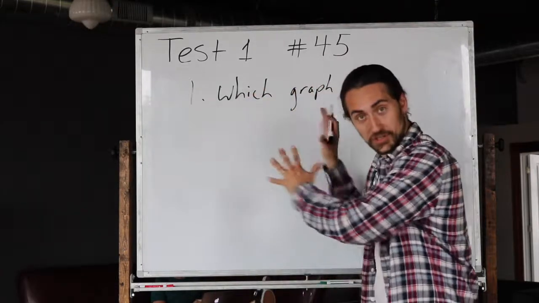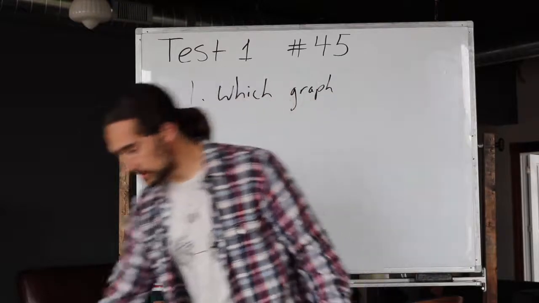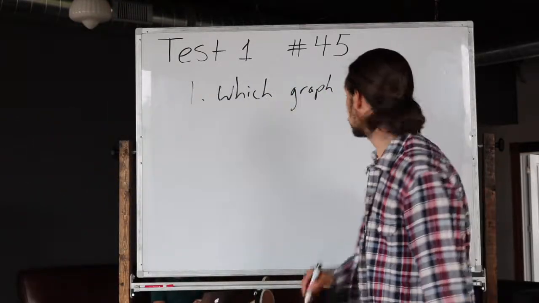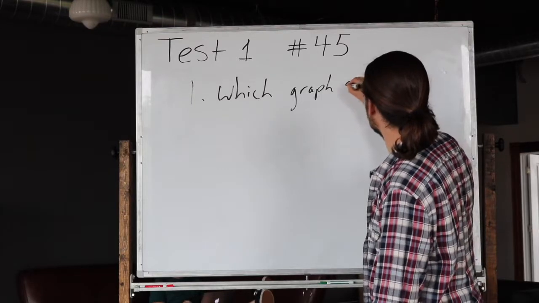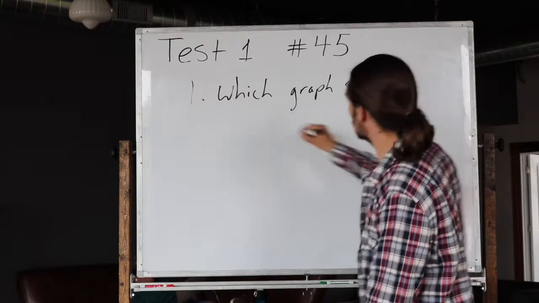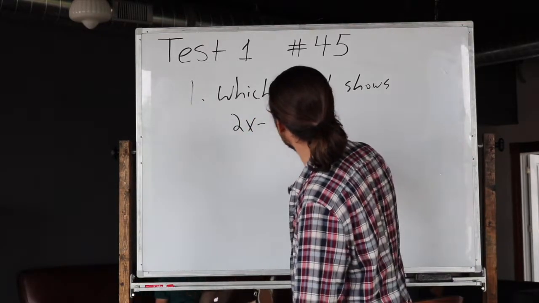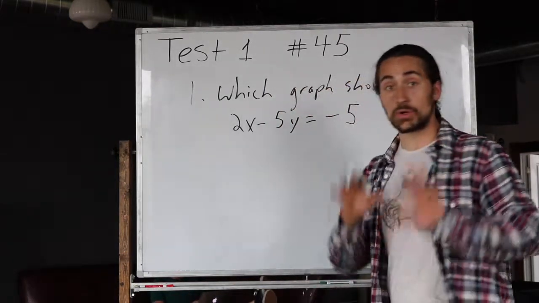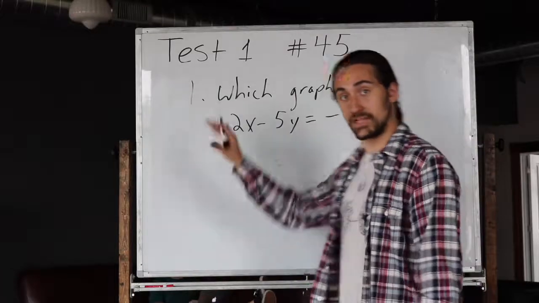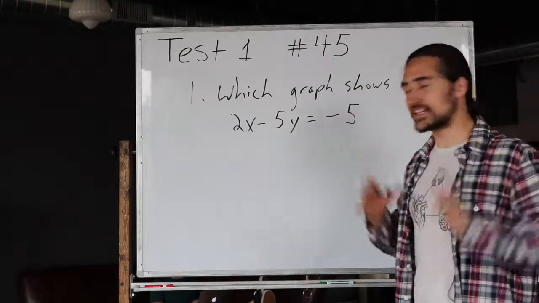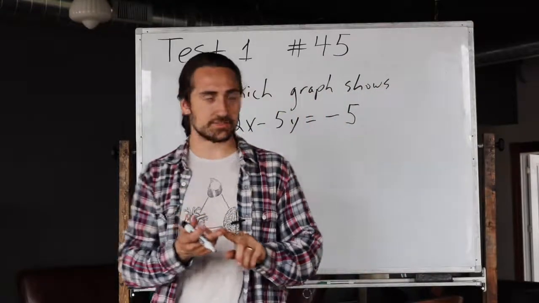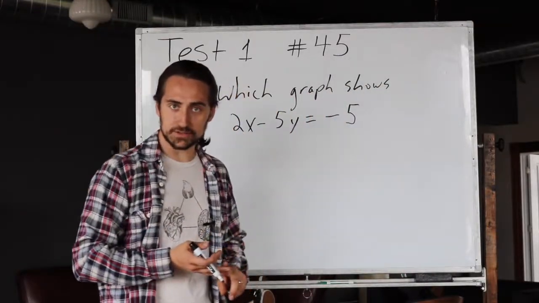So I'm just going to write which graph shows 2x minus 5y equals negative 5. So it wants to know which of the graphs below is depicting this. So as we dig into this, what I have to ask then is, how do I know what my slope is, what my y-intercept is?